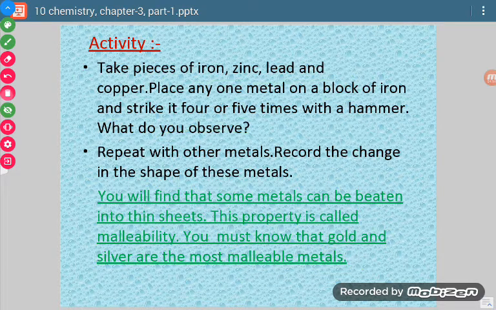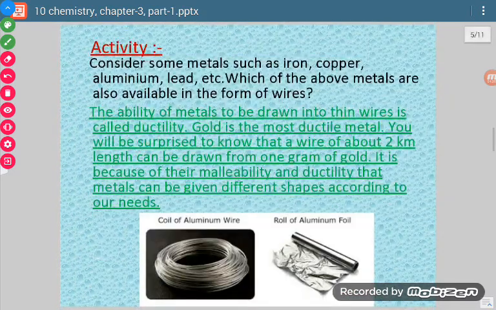So which property are we talking about here? We are saying that metals are malleable in nature. Malleability means hitting the metal with a hammer and converting it into a thin sheet. This is called malleability. So what is the property here? All metals are malleable in nature.